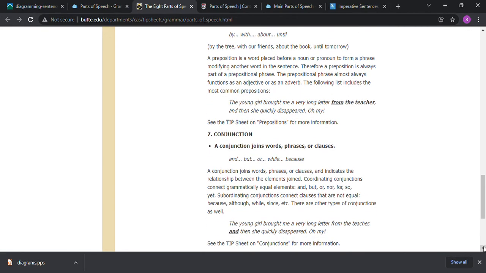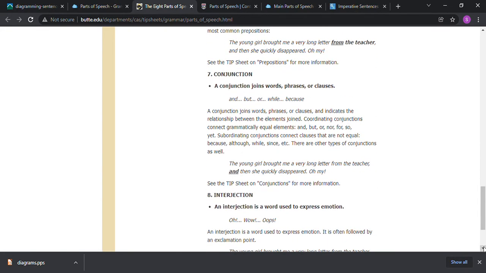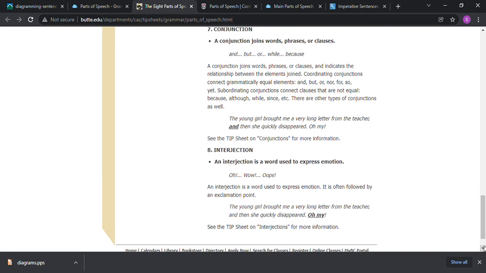Conjunctions. If you've watched Schoolhouse Rock, you know what a conjunction is. Interjection. That's another one in the Schoolhouse Rock. And you can find those videos for free, usually on YouTube in playlists, because people have playlists with Schoolhouse Rock. And I love Schoolhouse Rock. But you can see what a conjunction is. And, but, or, while, because. A conjunction joins words, phrases, or clauses and indicates the relationships between the elements joined. So it talks about what those are. And you can have them create a list of conjunctions. And then it talks about interjections.